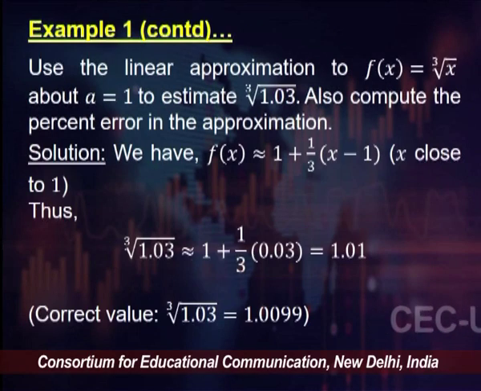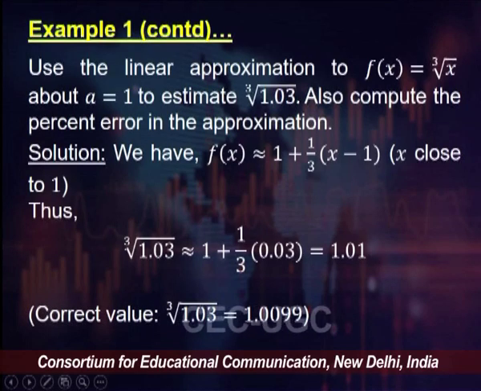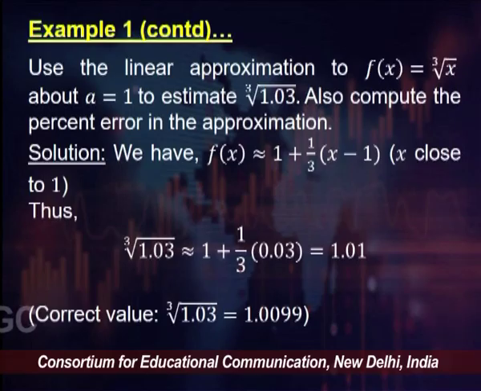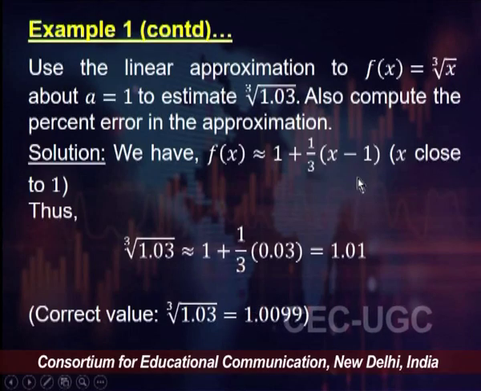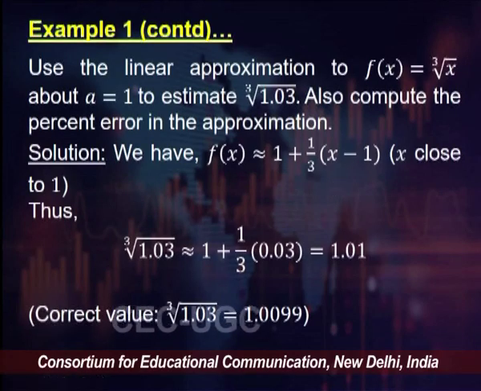Now, the question further asks you to use the linear approximation that you derived in the previous part to estimate the value of the cube root of 1.03. This is going to make things interesting because here you start seeing the usefulness of Taylor's approximations. Then the question further asks you to compute the percentage error in the approximation. If we look at the linear approximation, our linear approximation for the function cube root of x is given by 1 plus 1/3 times x minus 1, with x being close to 1.